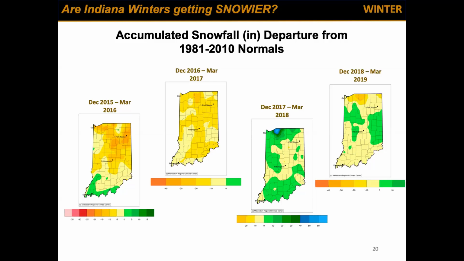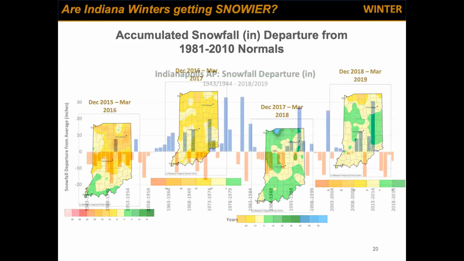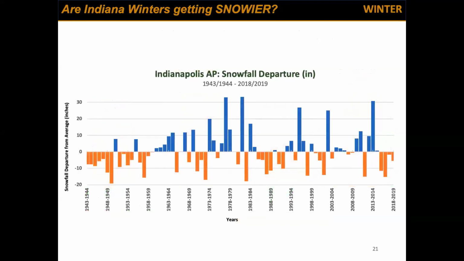There is year-to-year variability for sure, but there seems to be more below normal areas each year than above normal areas. To go back even further to the early 1940s, we see a bit more variability. This is for the station at the Indianapolis airport, and the averaged period is the entire record from 1943-44 winter through the 2018-19 winter.